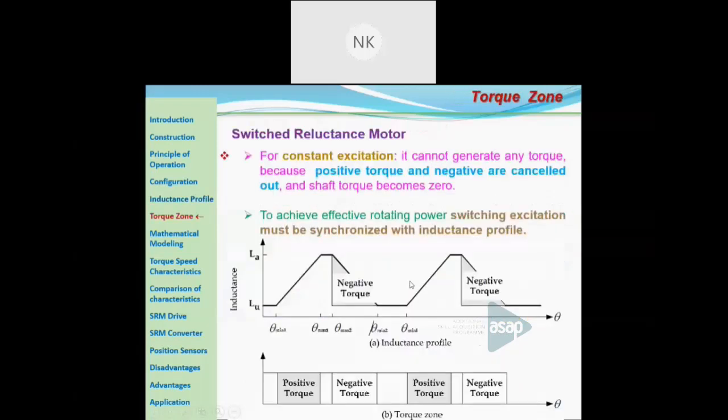As you can see here, this is the inductance profile and the inductance will be varying. You will get a positive torque, then it maintains a constant level where no torque is produced. Then you have a negative torque. So this is a negative torque and this is a positive torque. To achieve effective rotating power, switching excitation must be synchronized with the inductance profile.